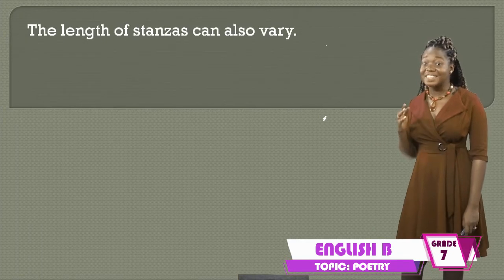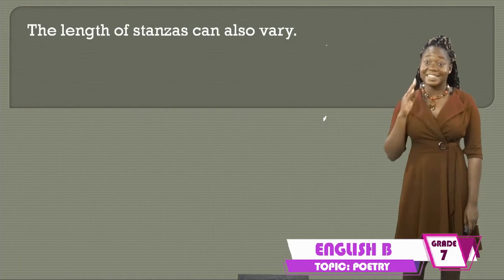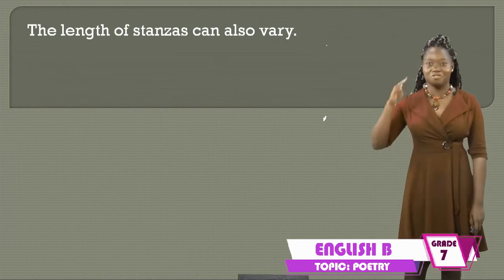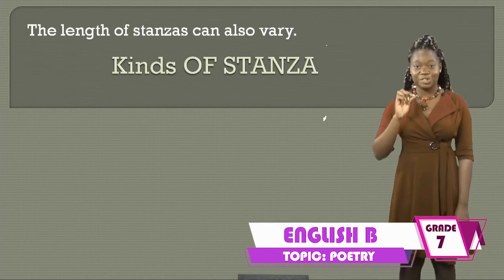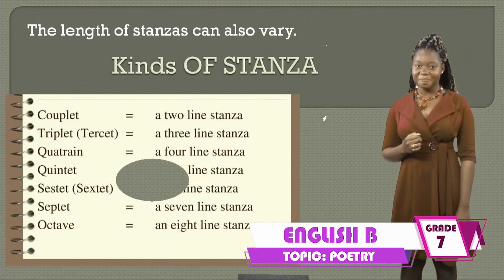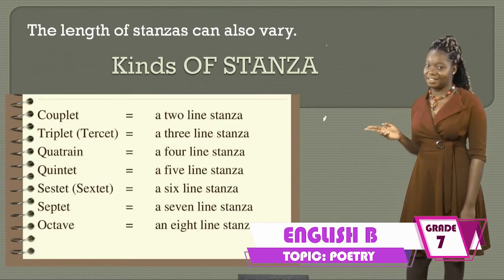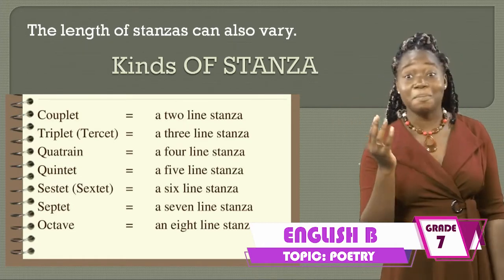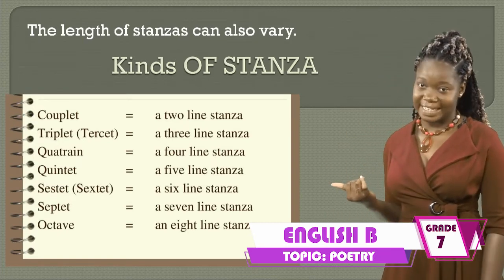The length of stanzas can also vary. Remember before I told you that the length of lines can vary? I'm also telling you that stanzas can be really long and they can be short. Which brings us to kinds of stanza. Here, I'm giving you several kinds of stanza. There are stanzas that can be from 2 lines straight to as many as you like. But for your level, we're only going to learn these today.